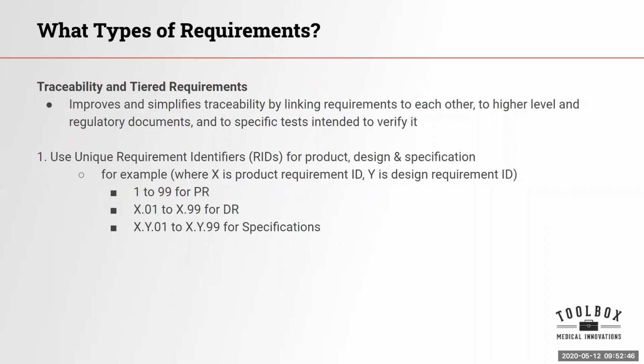So one way that Toolbox finds ease in doing this is twofold. One is we use unique requirement identifiers. These are specific for product, design, and specification. Each requirement is sequentially numbered. Each design requirement is associated with the higher tier product requirement by incorporating the requirement ID in the subsequent tier. So you can see here that you can have 1 through 99 for your product requirement. Your design requirement will take the product requirement that it's associated with, so 2.01 to 2.99. This will be your design requirements, and so on for specifications. You add the next tier down.